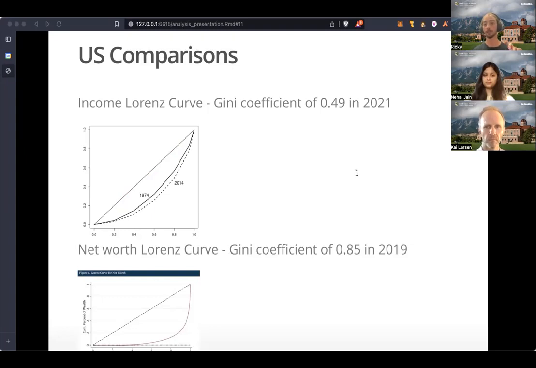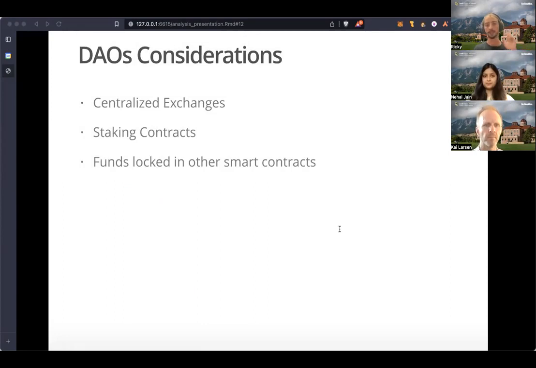So hopefully these two numbers give us a frame of reference when comparing the Gini coefficients for DAOs. One of the more interesting parts here can also be just comparing different DAOs and how they compare to each other as well. All right, so when we look at this in the context of DAOs, we can't simply look at the balance of the token holders themselves and just easily calculate the Gini coefficient.